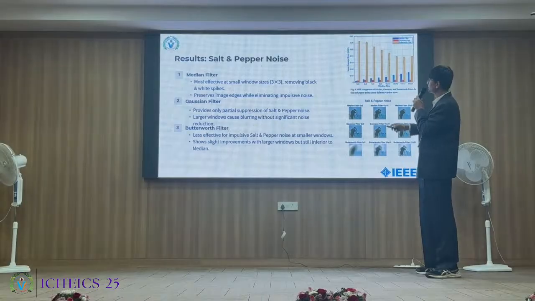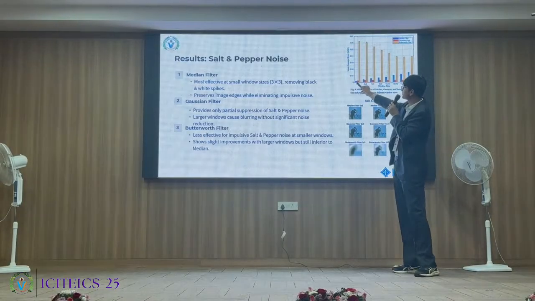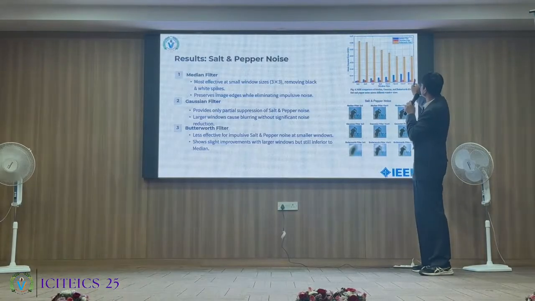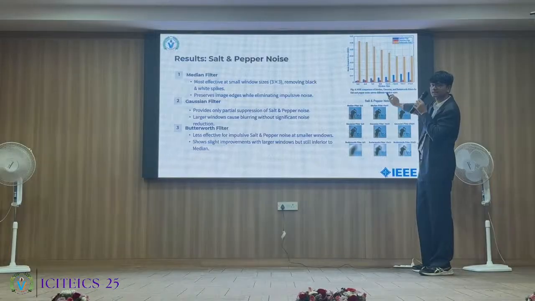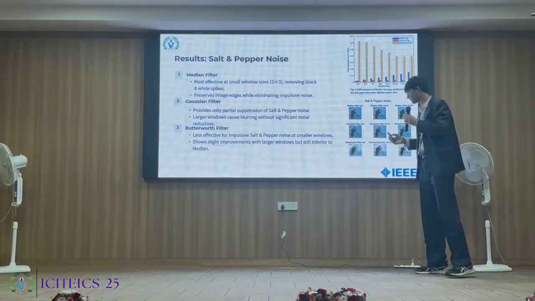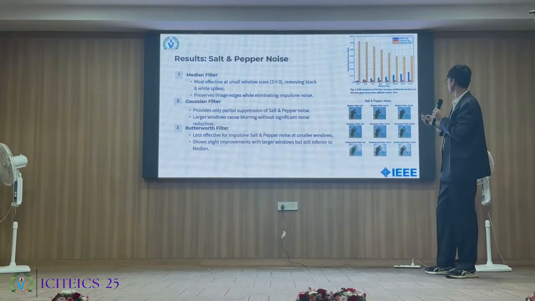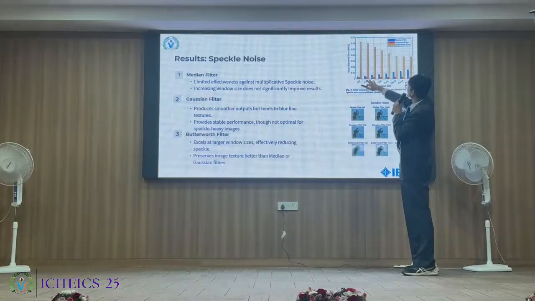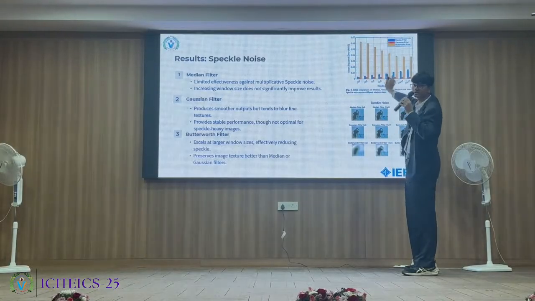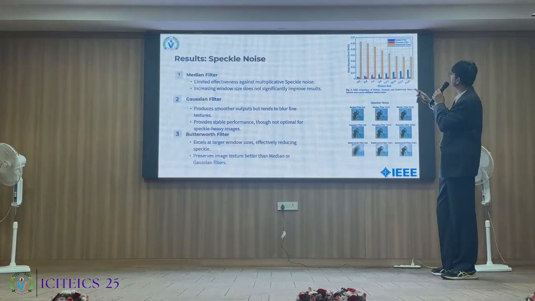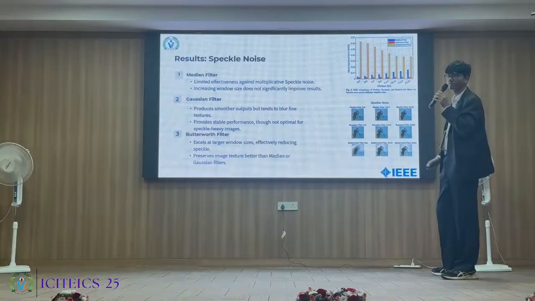For salt and pepper noise, the median filter works the best for low window sizes. The Gaussian filter again works at the same rate for all the window sizes, and the Butterworth filter keeps on decreasing based on the higher window size. For speckle noise, we can see that the Butterworth filter keeps on decreasing based on the higher window size. The Gaussian again remains the same, and the median keeps on increasing.